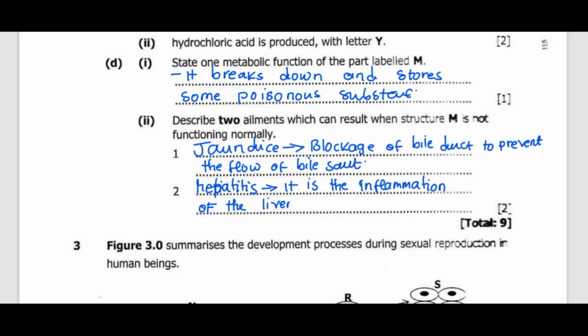So we are not saying these are the only ailments. No, there are so many. We also have what we call cirrhosis of the liver, a disease in which the liver tissue is damaged and scarred.